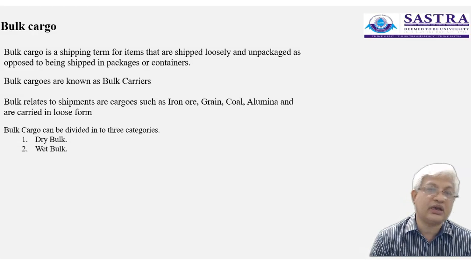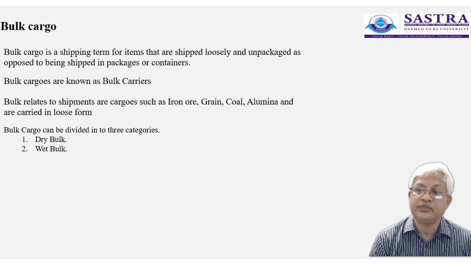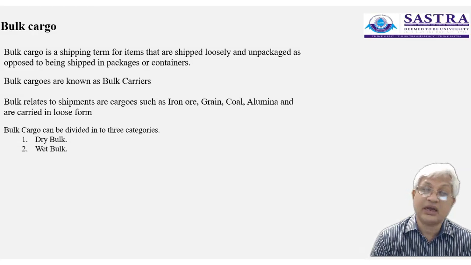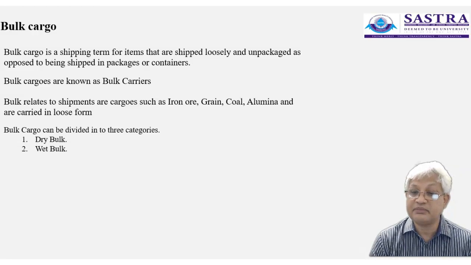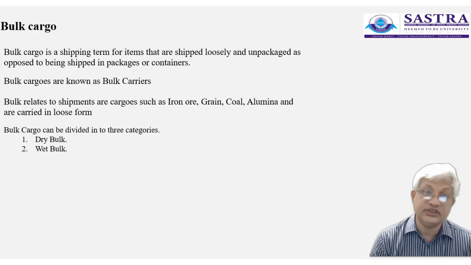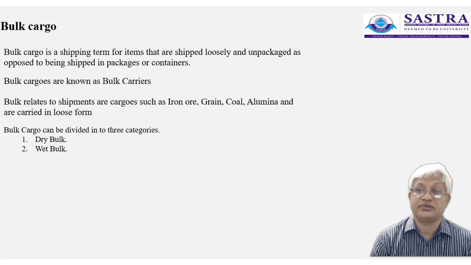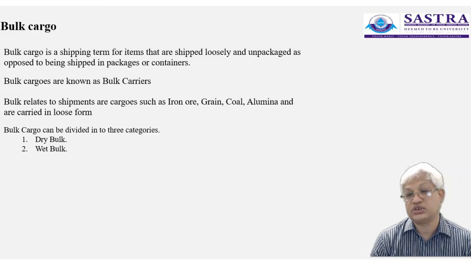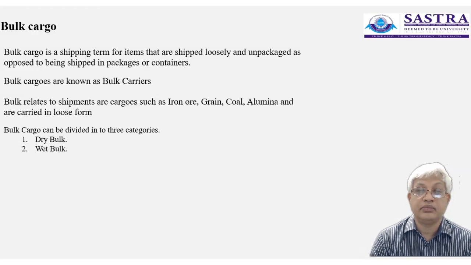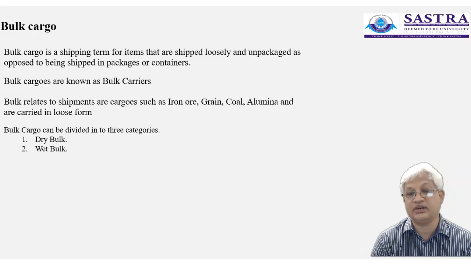To understand what bulk cargo is, it's a shipping term used for items that are shipped loose and are not packed, as opposed to containers or packages. Bulk cargos are also known as bulk carriers. That means a ship carrying containers cannot carry these products. Products such as iron ore, coal, wheat, grain. This is known as bulk shipping. Bulk cargo is divided into two categories. It's written three there, I'm sorry, it's two categories. One is dry bulk, the other is wet bulk.